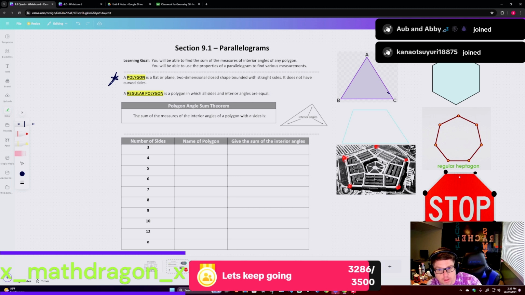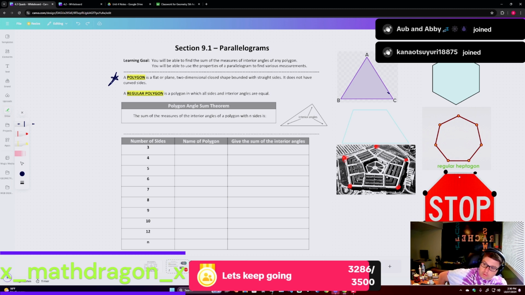A regular polygon is a polygon in which all sides and interior angles are equal. Now, in these shapes, some of them are regular, but you can see this one right here, the trapezoid, is not a regular polygon. All the sides are different.